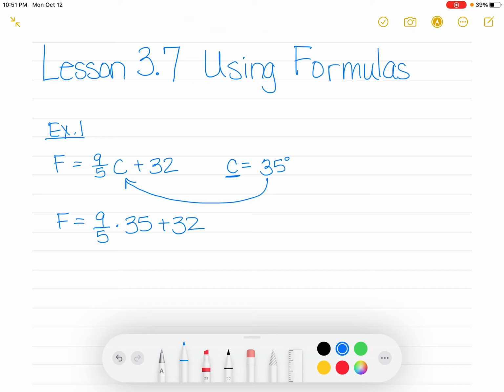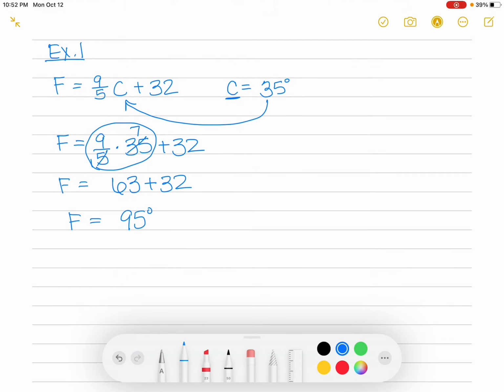Okay, then in this problem, we're just going to solve it with order of operations. So that means I'm going to do the times part first and then the plus. When you're multiplying like this, you can use your calculators. Remember, that's okay to do now. So I'm going to reduce like this, and then that gives me 63 plus 32. And that means my Fahrenheit temperature is 95 degrees. Okay, so the reason I'm showing you this is all you need to know for formulas is plugging in. So you're just putting in what C equals into the C.